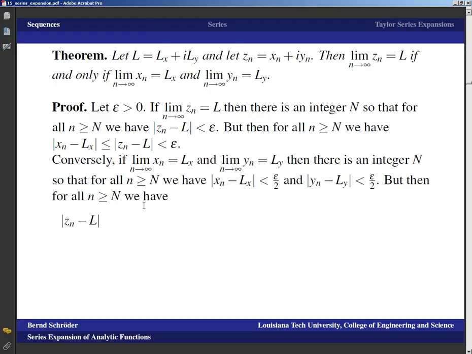Well, then for all n greater or equal than N, we have |Zn minus L| is |Xn plus iYn minus (Lx plus iLy)|. And now we just sort real and imaginary parts. And so this is |(Xn minus Lx) plus i times (Yn minus Ly)|. And if we use the triangle inequality, we get that this is less than or equal to |Xn minus Lx| plus |Yn minus Ly|. And the first one is smaller than epsilon halves, the second is smaller than epsilon halves, and that means that the limit of the Zns is equal to L.